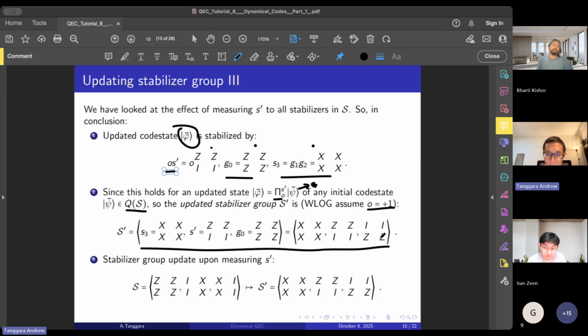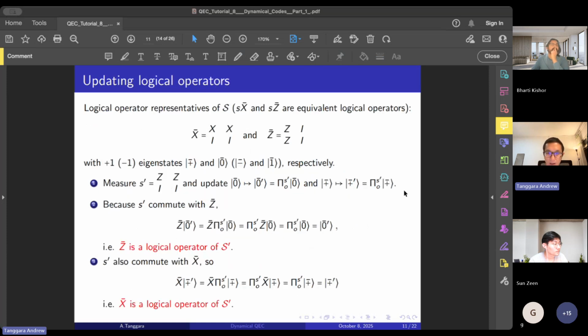So just to make this nicer, I'm gonna change this G0 to that, because that's basically the same thing. I take the product between this G0 and S prime, right? So I get this IIZZ, just to make things nicer and more symmetric. You'll see why it's nicer in the next page. So basically what we have done is we update this stabilizer group S to S prime after measuring this small S prime.